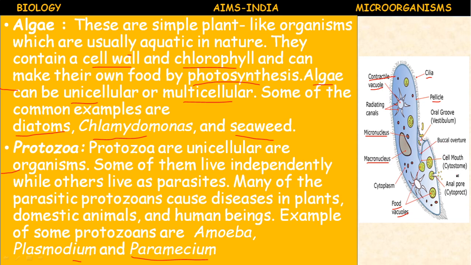Cytopharynx acts like a mouth, and the food vacuoles help in digestion. The anal pore acts like an anus, meaning undigested food material is eliminated through it. The tough cilia are present here. And this is about the protozoans. Protozoans are unicellular microscopic organisms.